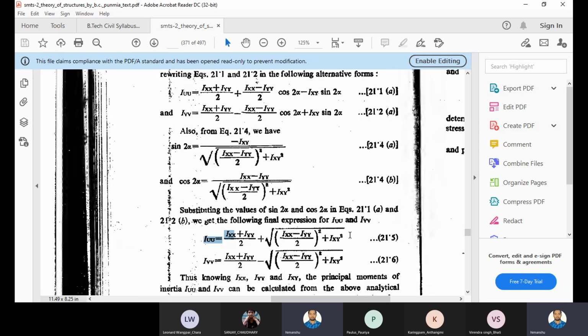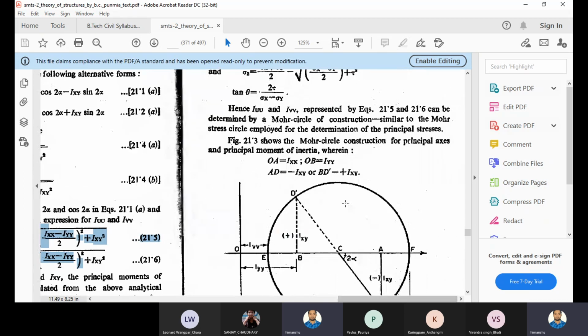And as you can see, these formulas are similar to the formulas which we have derived earlier in Structure Analysis 1, in principal plane theory or principal strain theory. Now, by using this equation, you don't need any alpha angle. You just need the moment of inertia about the x-axis, y-axis, and the Ixy product. So this is the analytical solution.